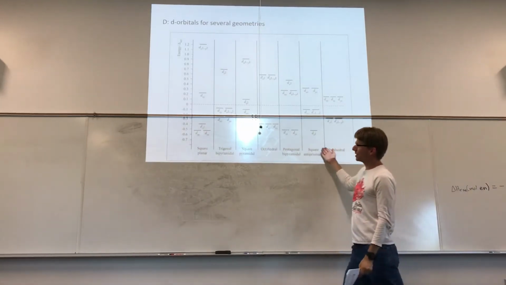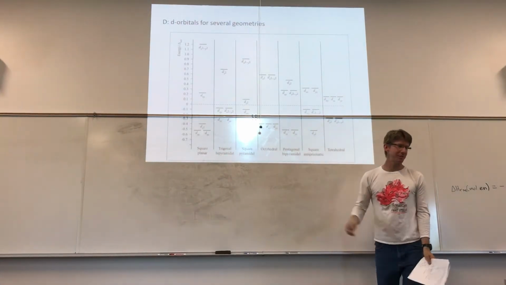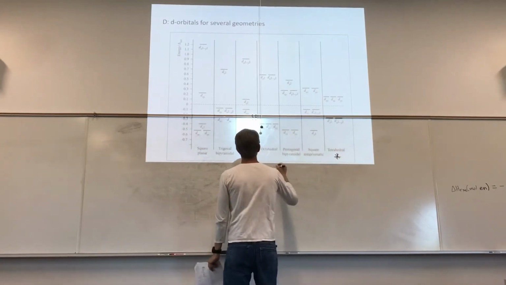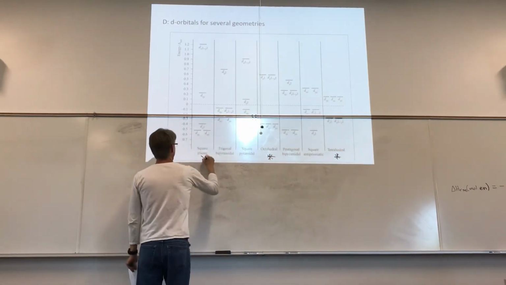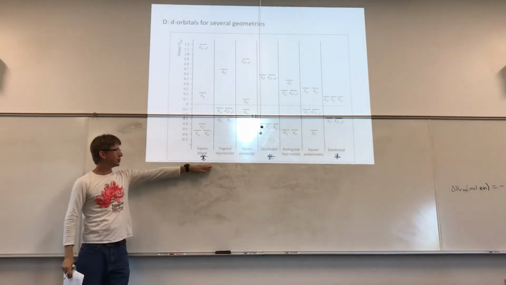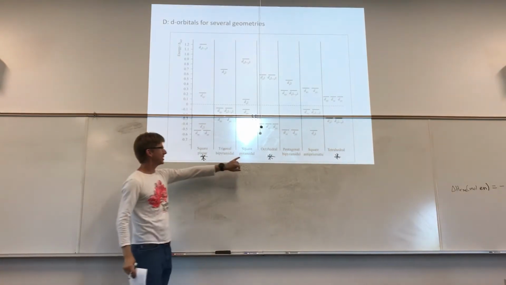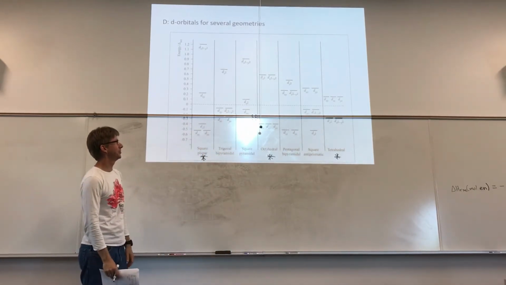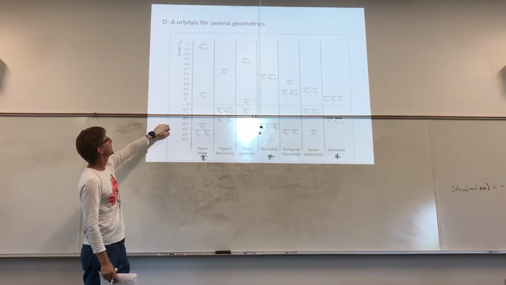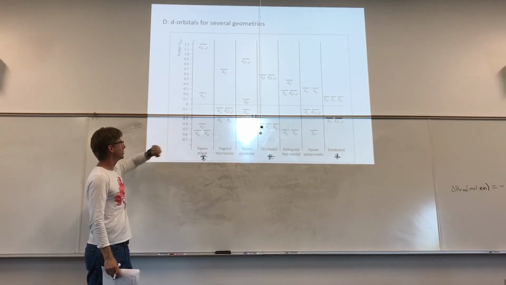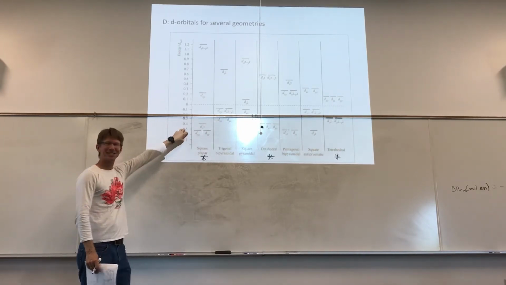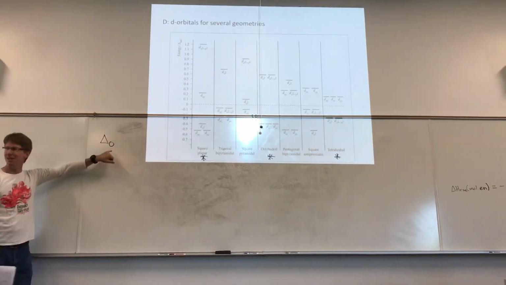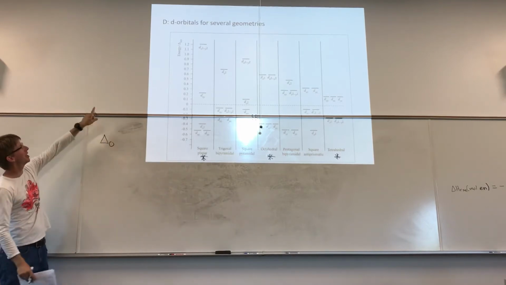Now I'm showing you the splittings for a whole bunch of different setups. The three that you'll be given for sure on the exam are square planar, octahedral, and tetrahedral, because that's what we're going to talk about. What's nice about this is it shows you, it is an O, but it's an O because it's for octahedral.